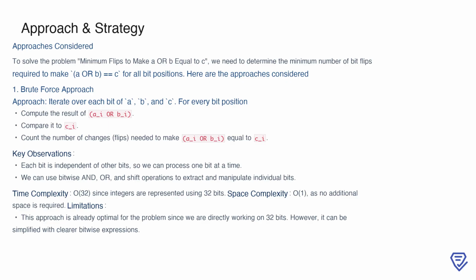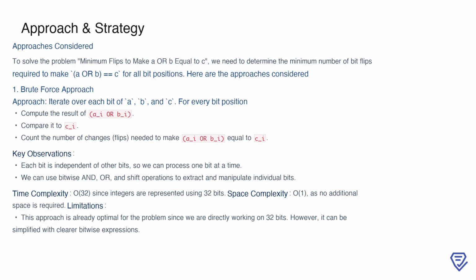The brute force approach starts by iterating through each bit of the integers A, B, and C. For every bit position, we calculate the result of A_i OR B_i by isolating the ith bit of A and B. Then, we compare this result to the ith bit of C, which tells us if a flip is necessary. For example, if A_i OR B_i does not equal C_i, we count a flip.